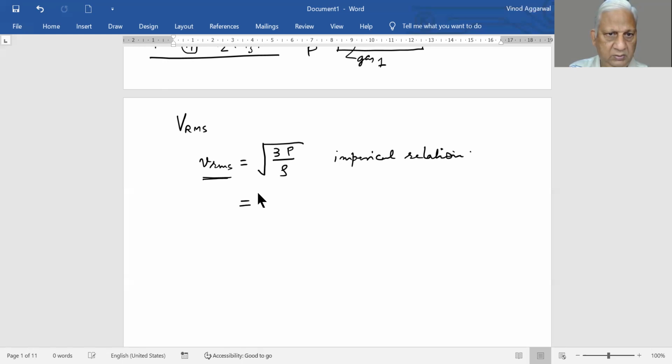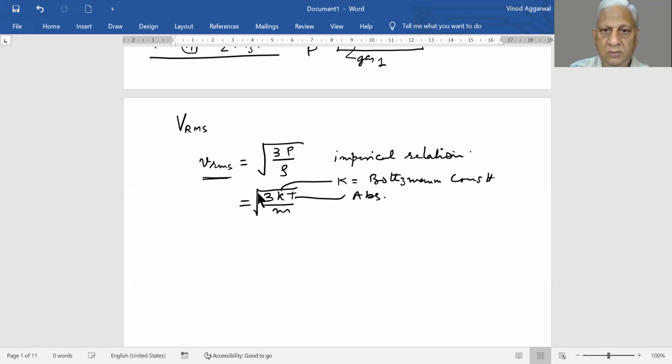One is this one. Second is, it is root of 3 kT by m, where K is Boltzmann constant, T is absolute temperature, and m is the mass of each molecule or atom, as the case may be.